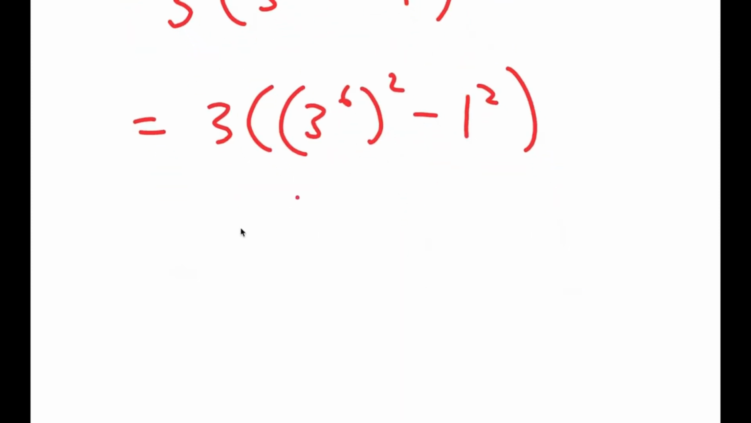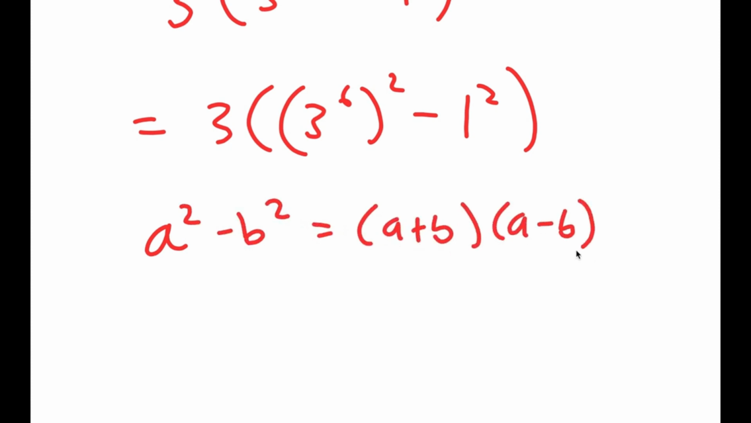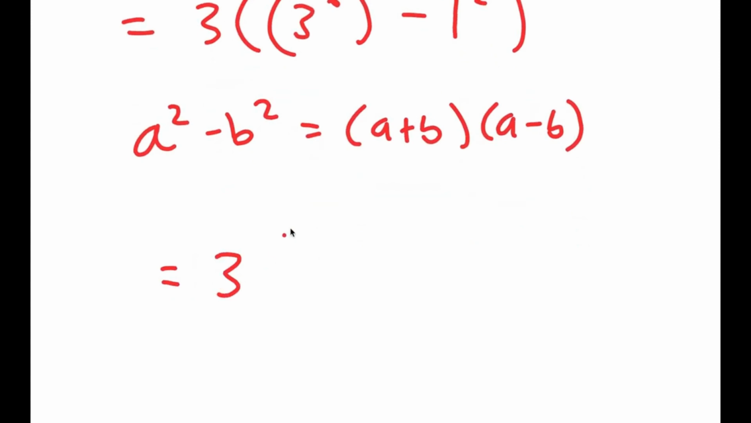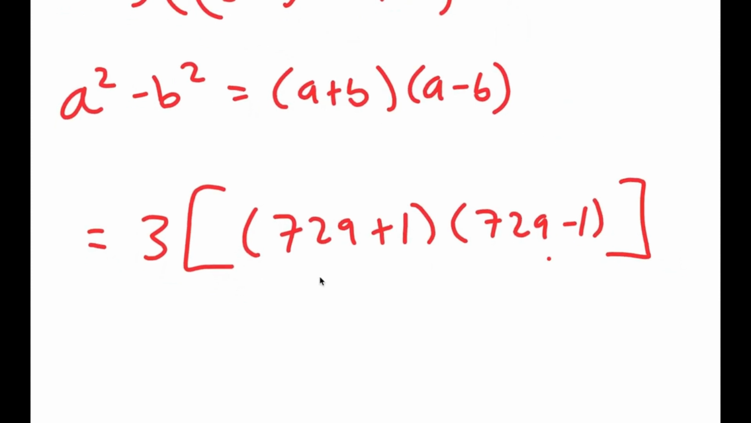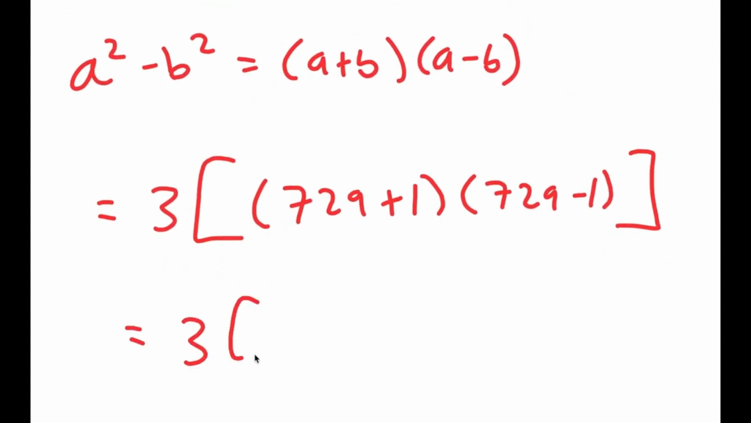And I'm writing this like this because now I can use the property a squared minus b squared is equal to a plus b times a minus b. So this turns into 3 times 729 plus 1 times 729 minus 1. This is equal to 730 times 728.